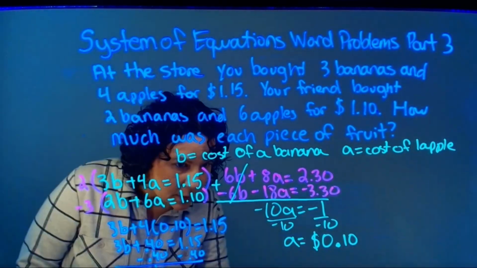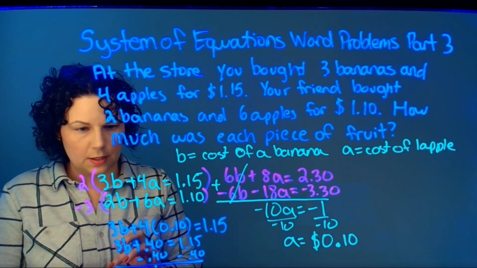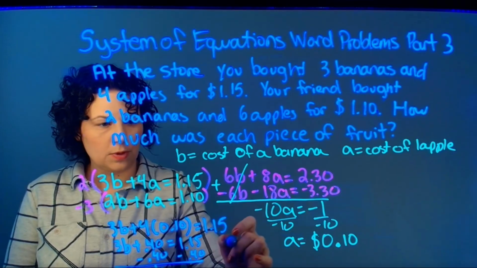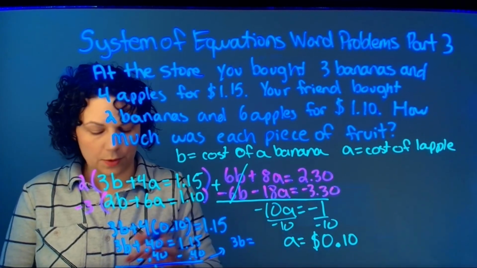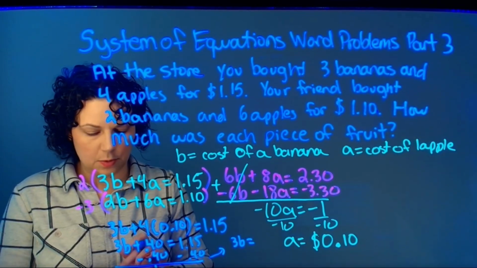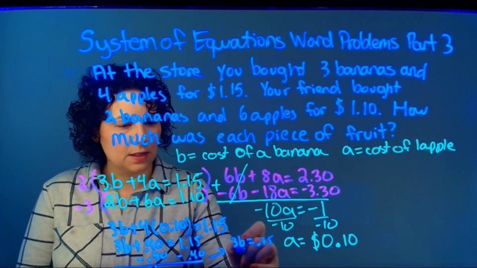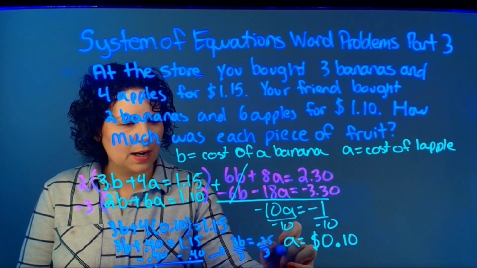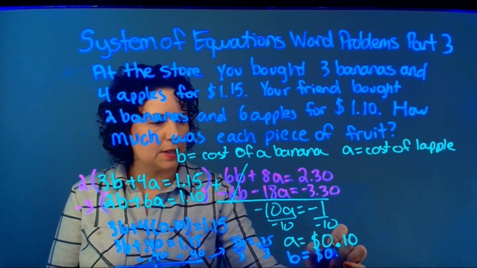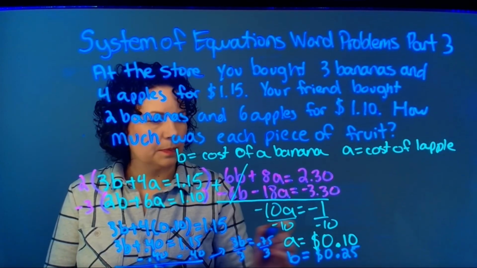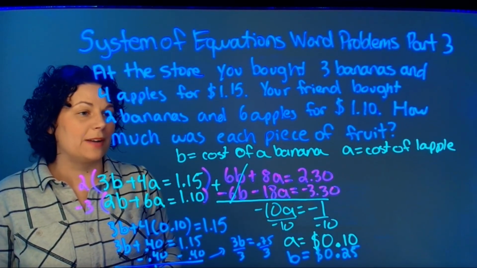I don't know if you can see that. You cannot. Okay, let me scooch over to the side. So that's going to be 3b equals 115 minus 0.4. I don't want to make a silly mistake. 75 cents. Divide both sides by 3, and I get b equals 25 cents. So apples were 10 cents and bananas were 25 cents each.